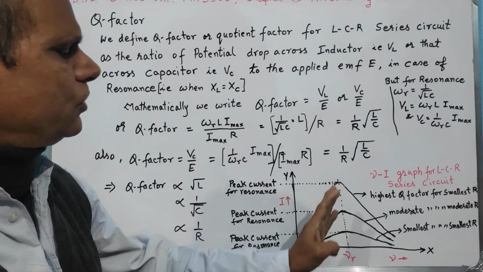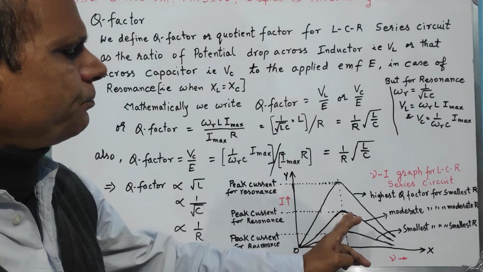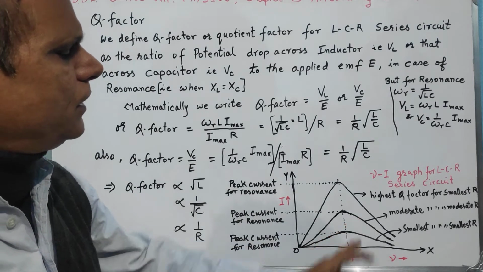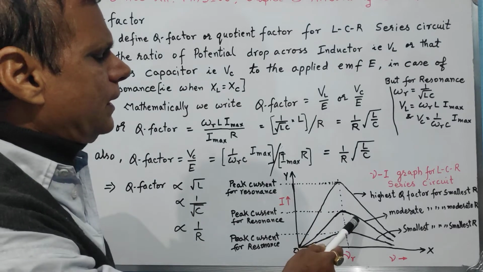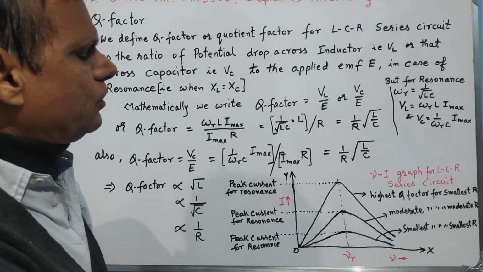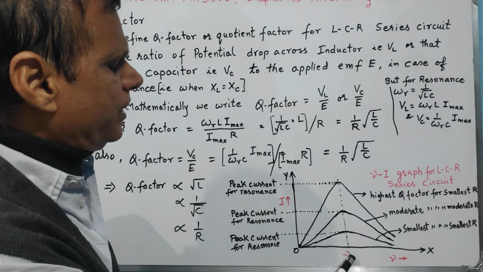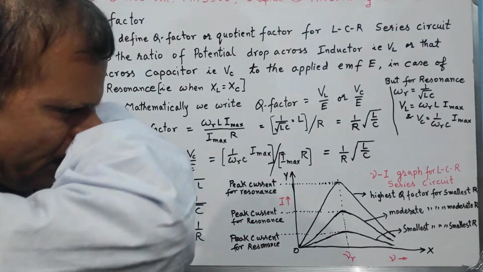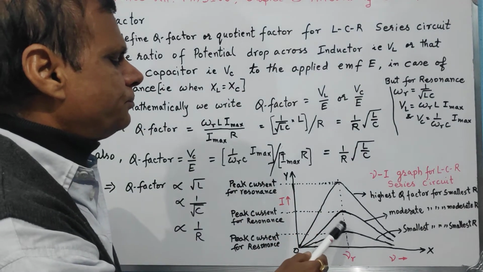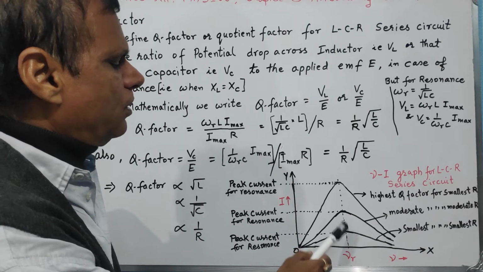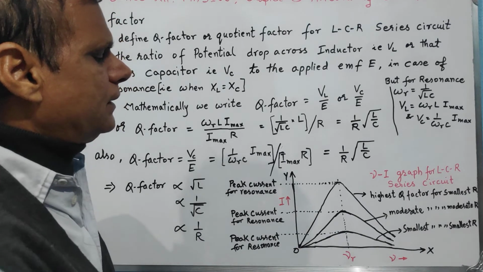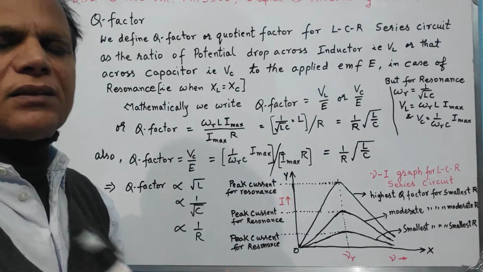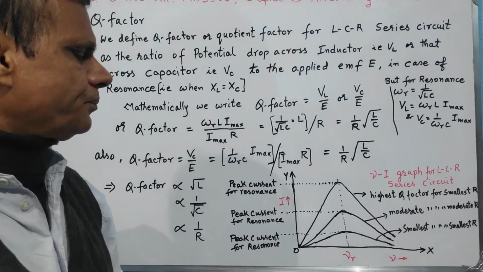But if the Q factor is not so high, as you see in this case, this central one is moderate, having a moderate Q factor. In this case the current is not dropping so drastically as the frequency is varied from the resonating frequency. And the lesser the Q factor, the smaller is the change in current in the circuit when the frequency applied in the circuit is shifted from the resonating frequency.